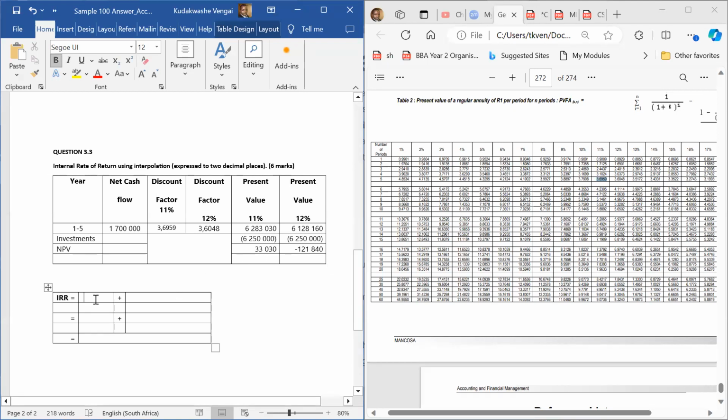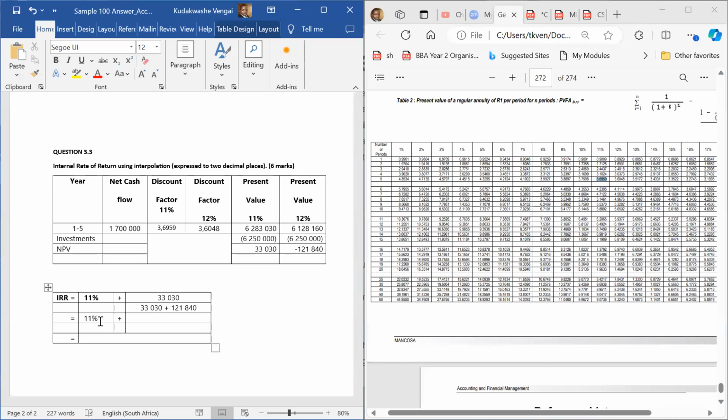For you to be able to do that, you are going to use the lower percentage, which is 11%, plus the average, which is 33,030 divided by 33,030 plus 121,840. And then you get your internal rate of return, right? So we put that in a calculator: 33,030 divided by 33,030 plus 121,840. And we close that here.